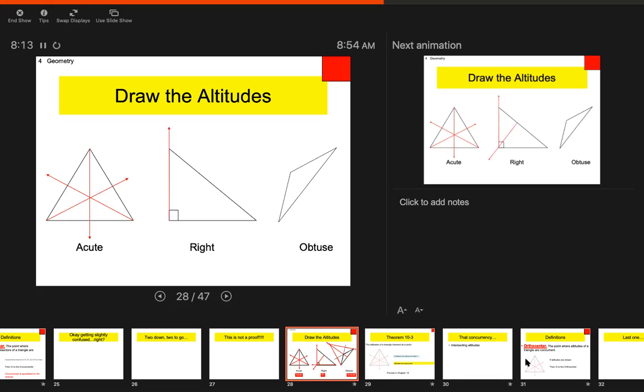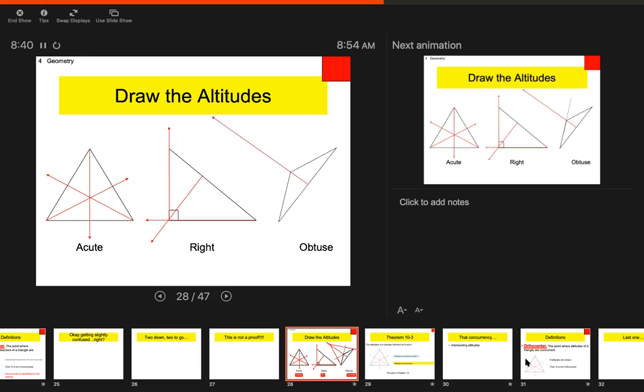Was that true for a right triangle? Well, a right triangle already has two altitudes, right? From a corner, vertex, down to the opposite side, make a right angle. Well, there's already a right angle there. So there's that red line. That's its altitude. Here's the second altitude and the third altitude. So for a right triangle, where do the altitudes meet? Okay, they meet basically on the triangle.